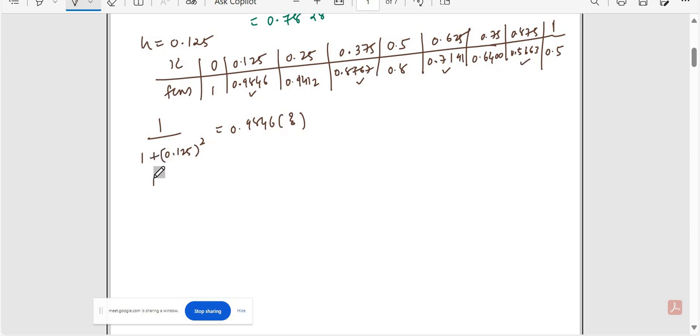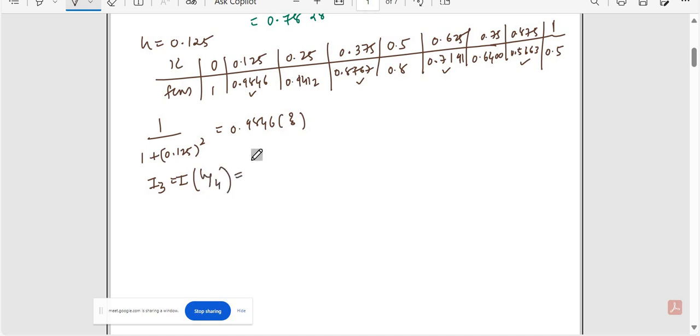Now I want to find my I3. Yes, sir. For 0.625, I am getting 0.7191. I wrote it down here as 0.7191. Okay, no problem. Then I3 will be I of h by 4.